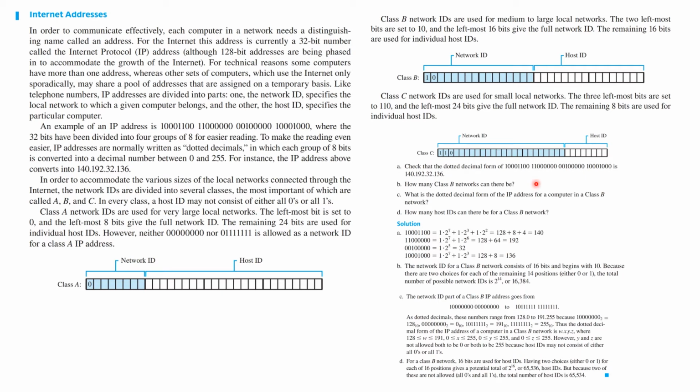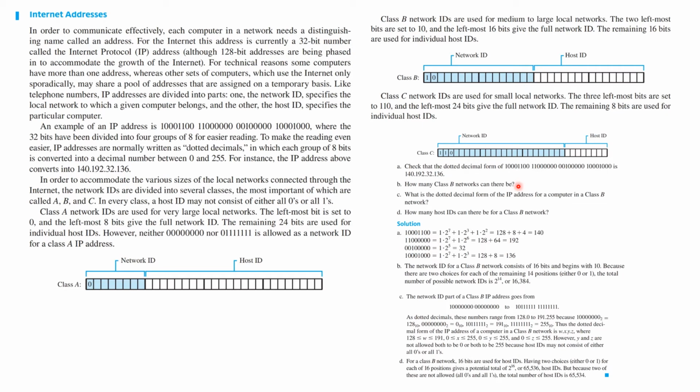So here's some problems. Check that the dotted decimal form of the address that we had is in fact this. Sorry about that, perhaps a discontinuity. So what we're going to do is change all of those numbers into decimal. And so here we change this into 140, this into 192, this to 32, and this to 136.